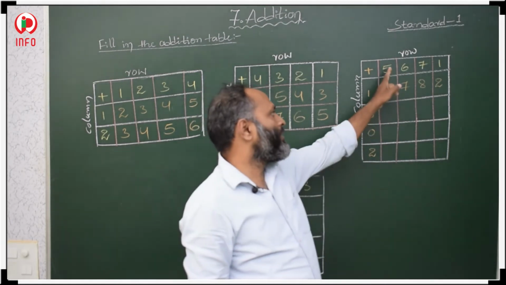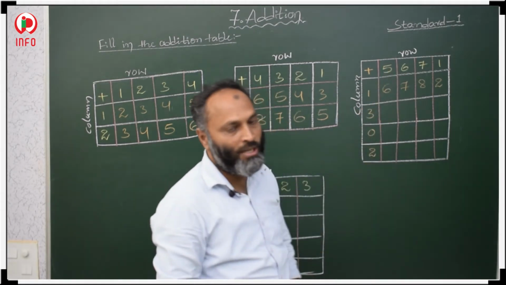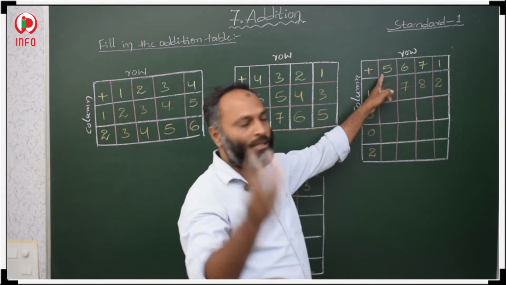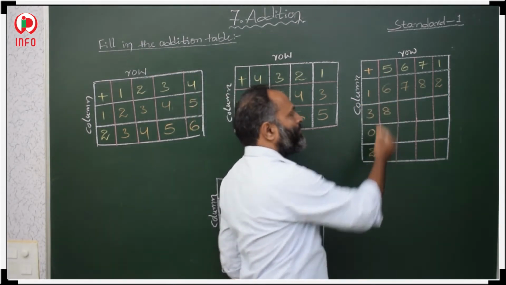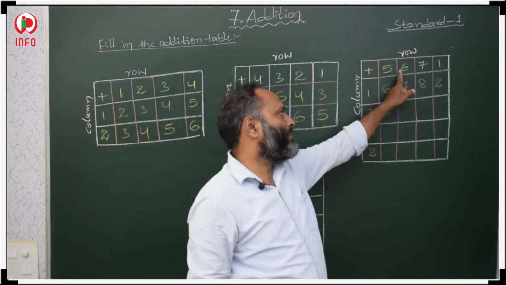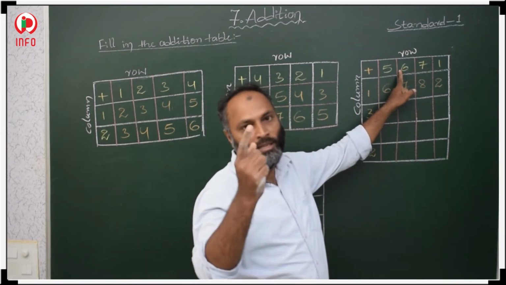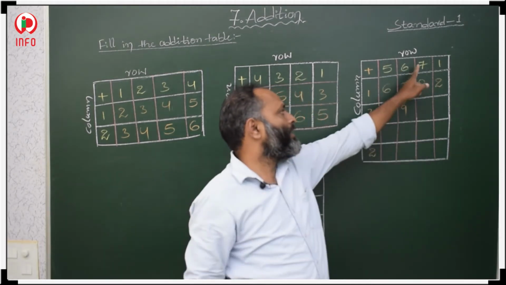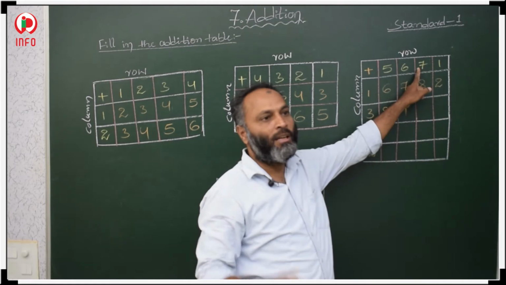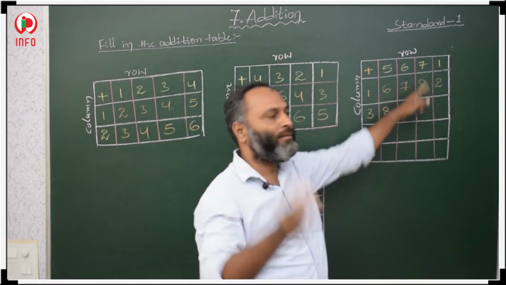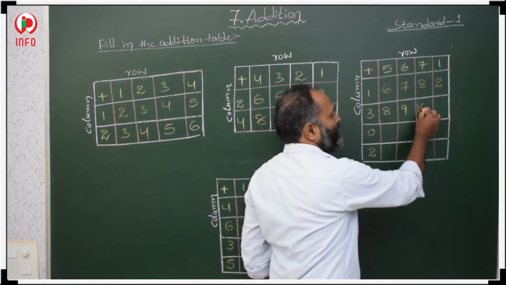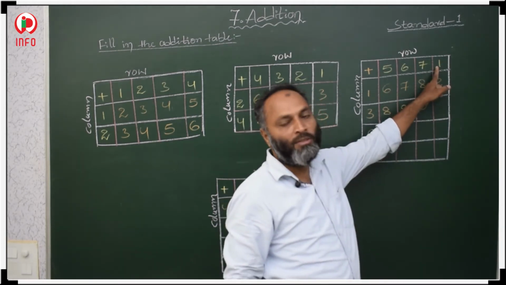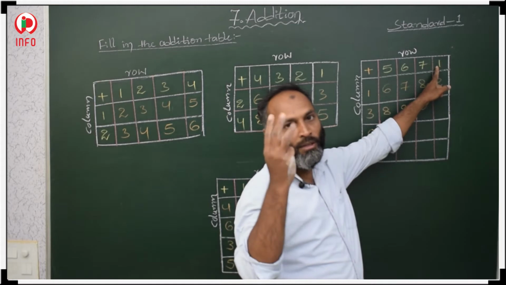Now this we are going to add with 3, means we have to count 3 forward. 5, 6, 7, 8. And 6, after 6, 3 numbers: 7, 8, 9. Then 7, after 7, 3 numbers: 8, 9, 10. 1, after 1, 3 numbers we have to count: 2, 3, 4.